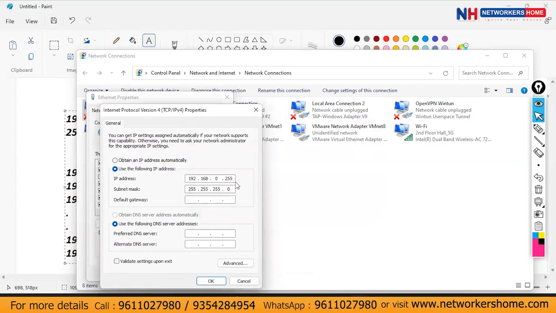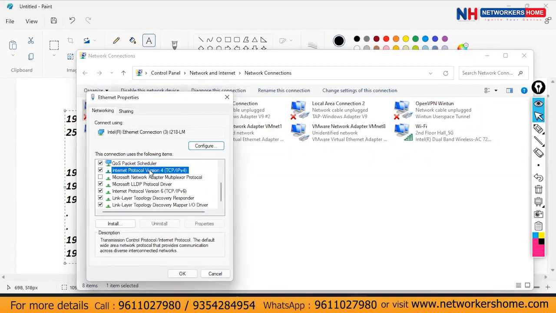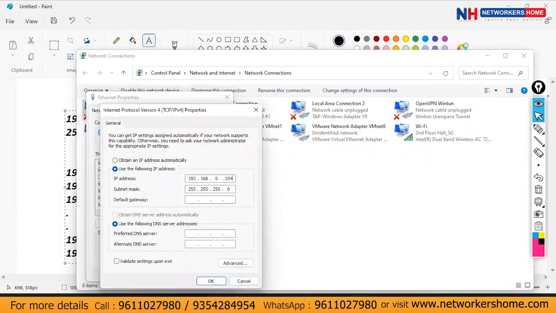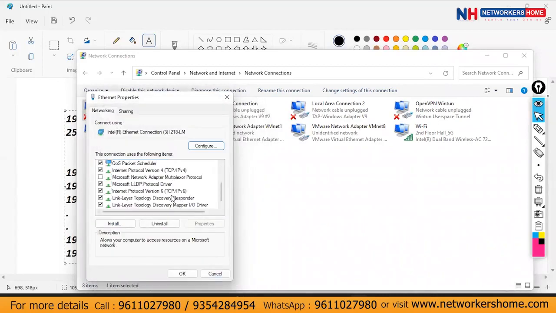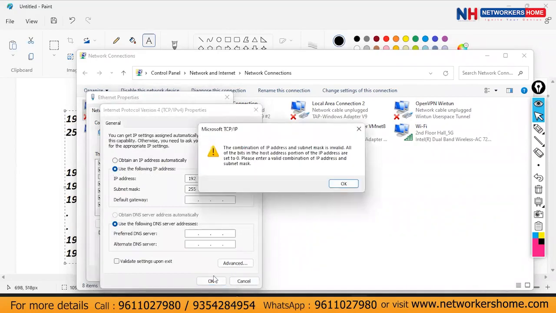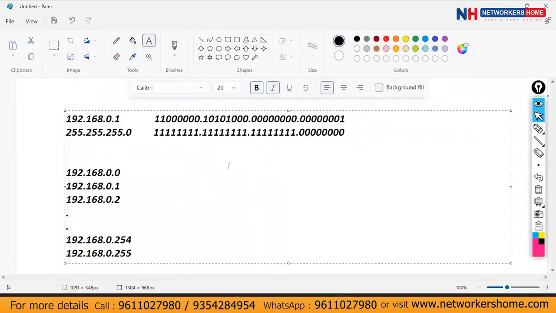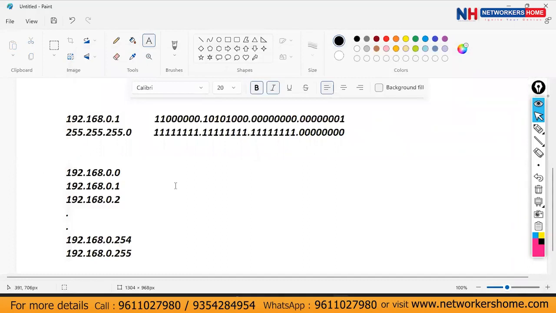Okay, I can assign anything in between. I can assign 1, and it will be taken without any error. Similarly, I can assign 254, that will also be taken. But I cannot assign the first and the last address. There is only a problem with the first and the last address because they are reserved. Is it clear? Okay. So this is clear for class C.